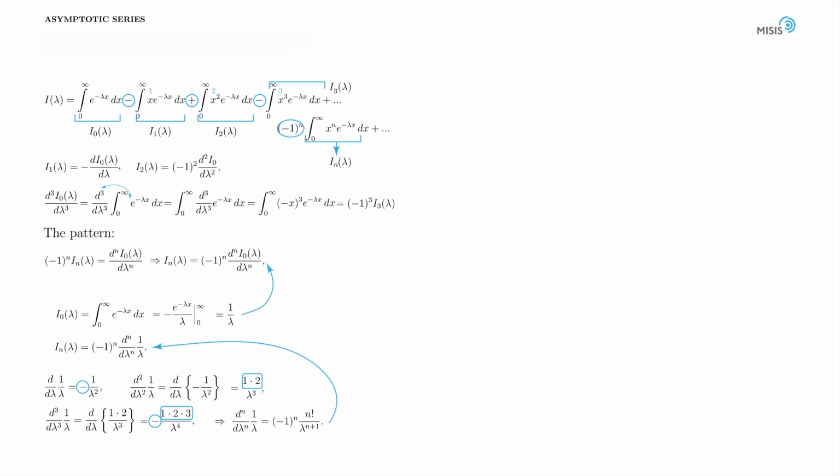Next, we plug it into the expression for the integral In and get the final answer. By the way, as a bonus we also obtain the suitable integral representation for the factorial. If we plug in lambda equal to 1, we see that the lambda term in the denominator disappears. So the factorial is now given by the following integral.